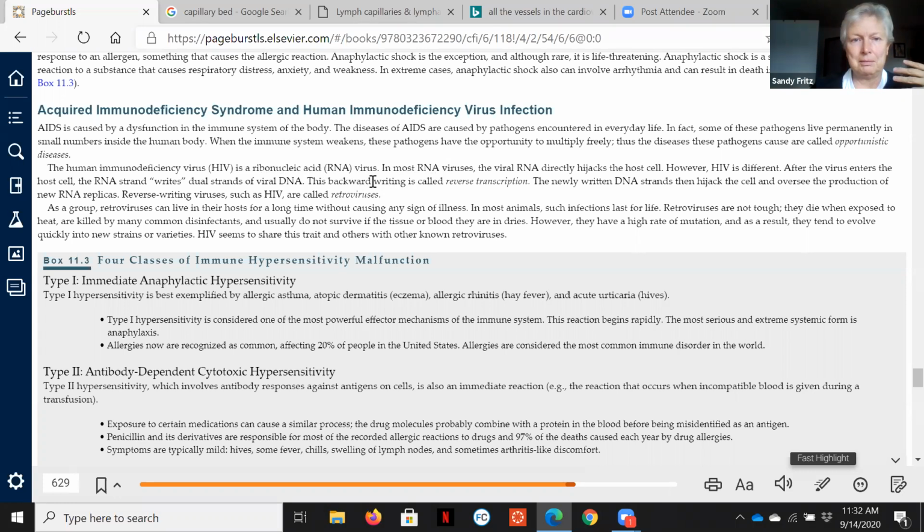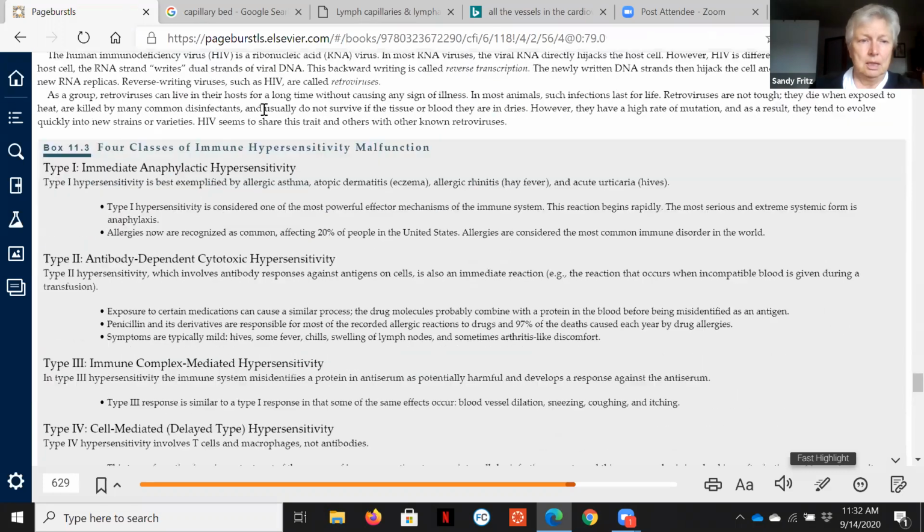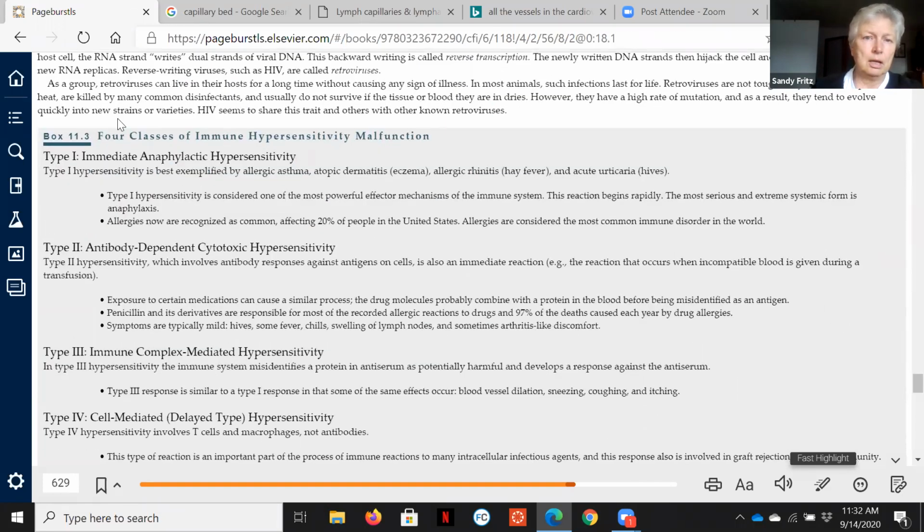So, they're smart. They are really smart. And if they come into contact with something that threatens their survival, then it changes something so that it's not recognized and it can hide more. So here's your box that describes hypersensitivity malfunction.